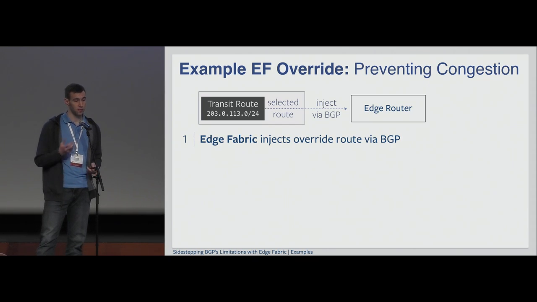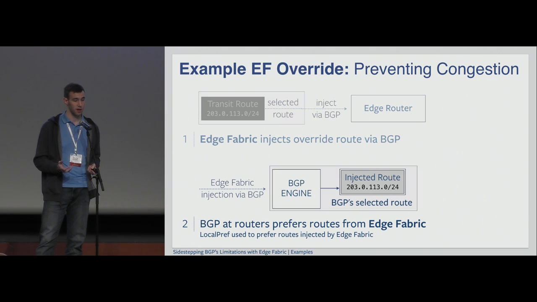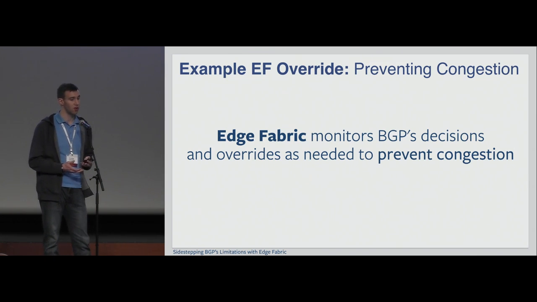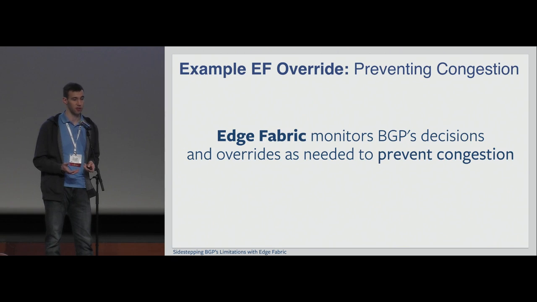So how does this work at the BGP level? Well, we take that transit route that we've selected, we inject it via BGP, and then BGP at all of our routers is configured to prefer routes from Edge Fabric. And we do that by configuring local pref on the BGP sessions for Edge Fabric, such that the local pref of its routes is always the highest and thus preferred. So Edge Fabric monitors BGP's decisions and overrides them as needed to prevent congestion in our network.